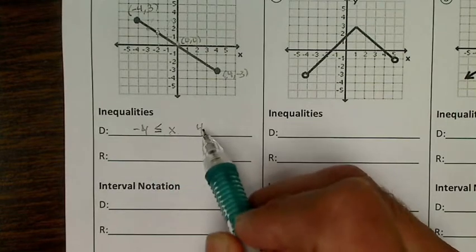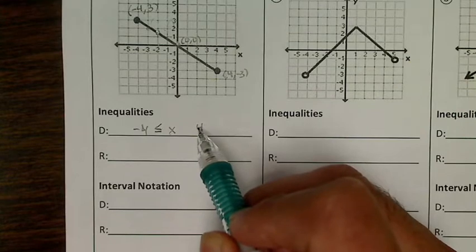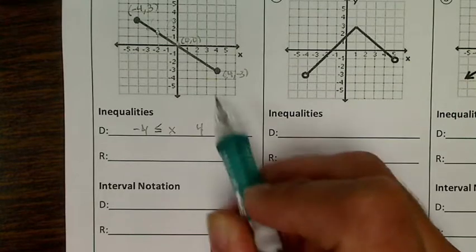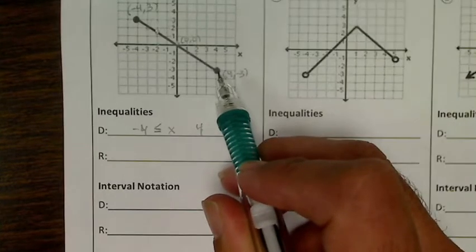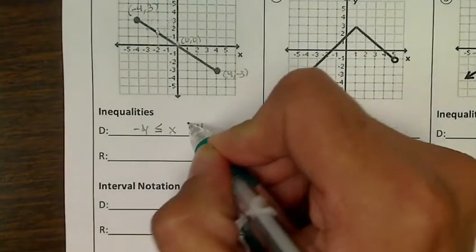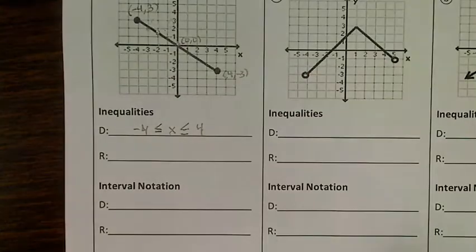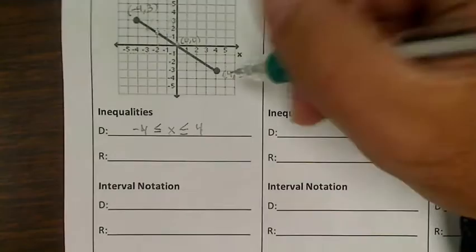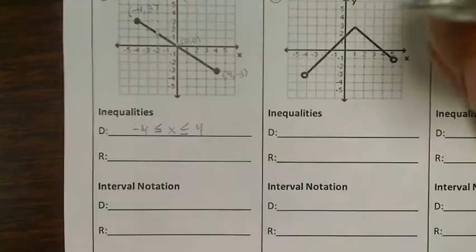Okay, and all x values have to be less than or equal to +4, since that's the point that's furthest to the right. So it also gets a less than or equal to, and it's equal to because of this closed dot.